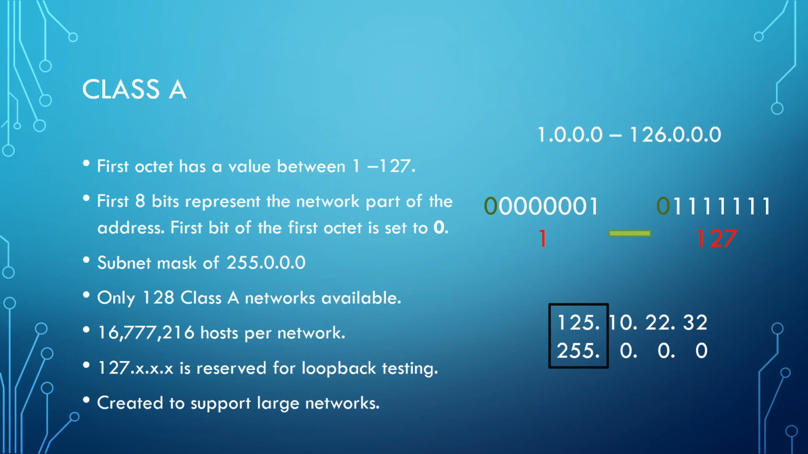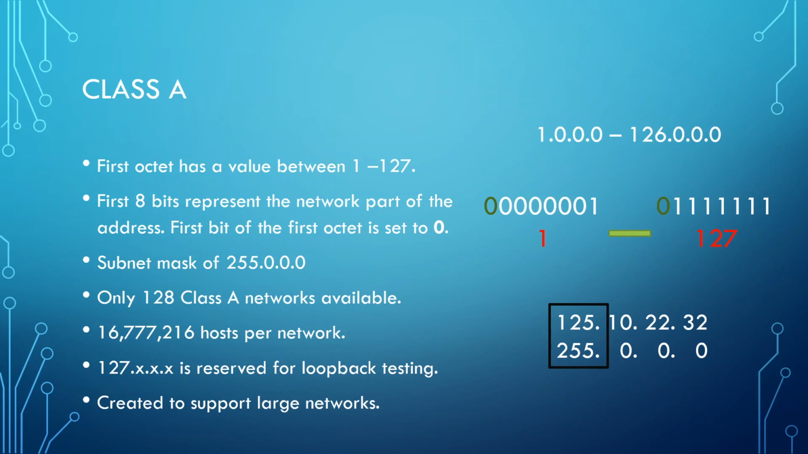The first bit of the first octet is always set to 0. So as you can see, we have 0 followed by seven 0s through to 0 followed by seven 1s. This shows the range of IP addresses in binary format. The first octet can be any value from 1 through 127. And there are only 128 Class A networks available.